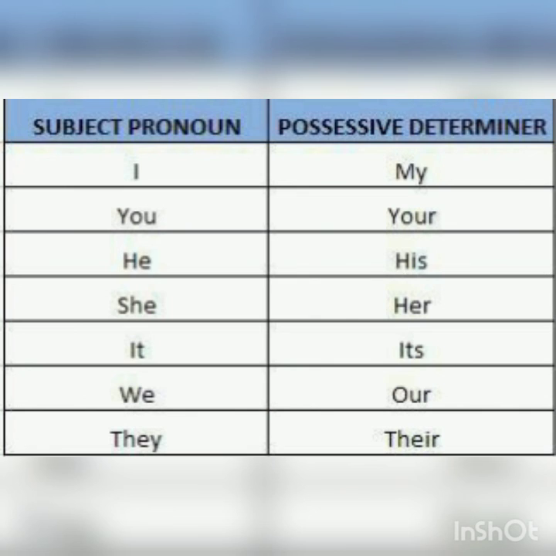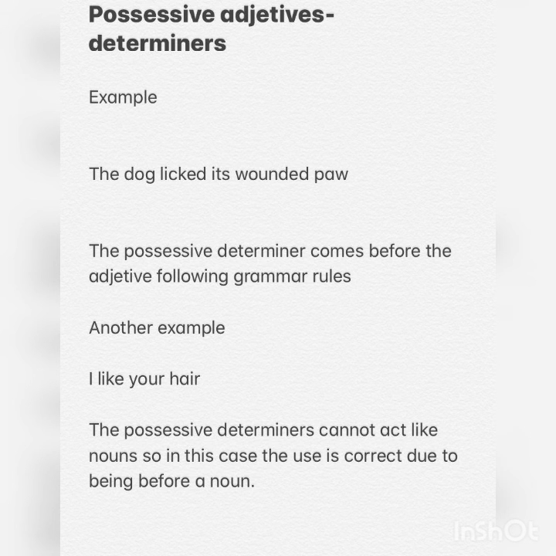Like all determiners, possessive determiners come at the beginning of a noun phrase, and they come in front of any adjective. For example, the dog licked its wounded paw. In the previous example, the determiner is its, and it comes right before the adjective wounded. So the grammar is correct. Another clear example is, I like your hair. While there is no adjective, the use of the determiner your is correct because it comes right before the noun.